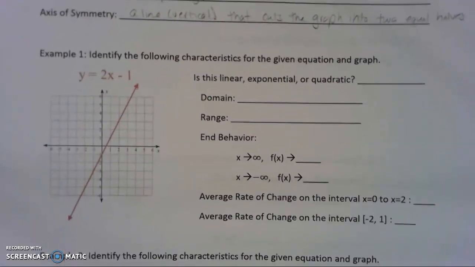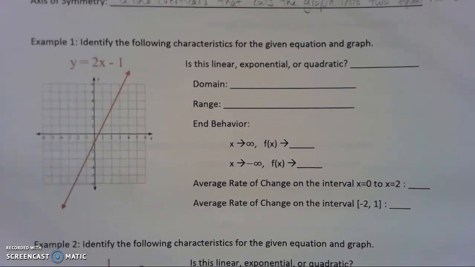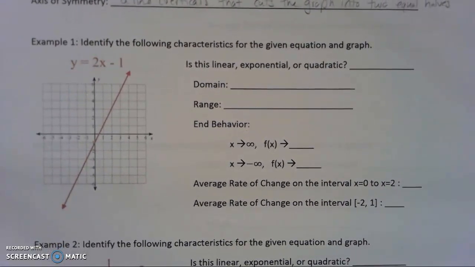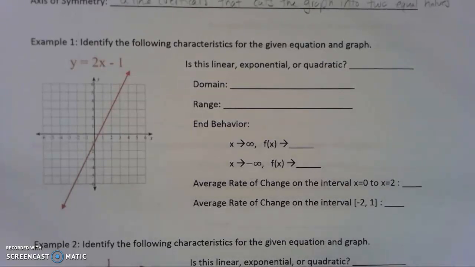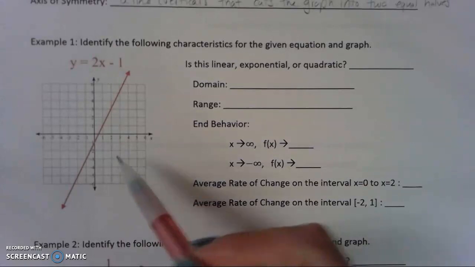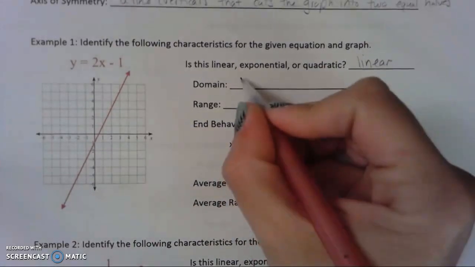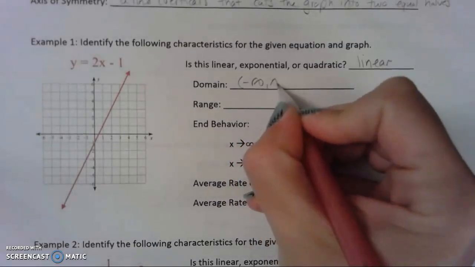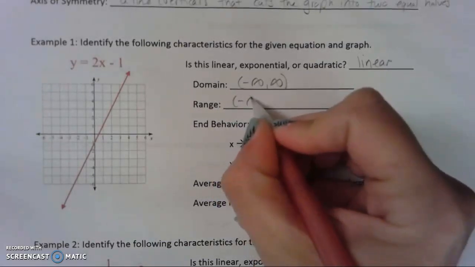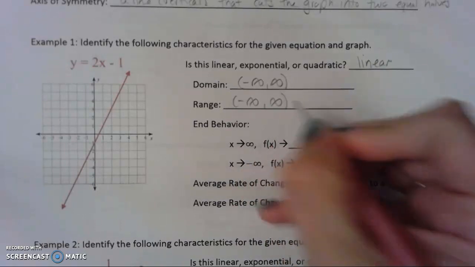Some of these are repeated items that we've already talked about, and if you'll notice, these are the same exact graphs that we did on day 2 lesson. Okay, so example number 1, we have our linear function. So this is linear, it's a straight line. The domain of this is negative infinity to positive infinity. The range is also negative infinity to positive infinity.